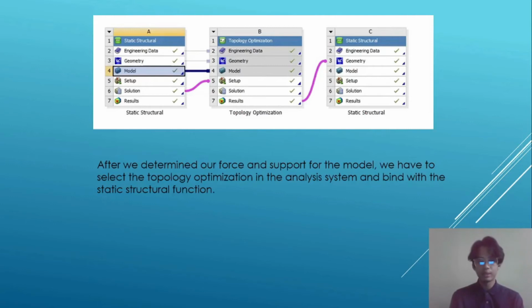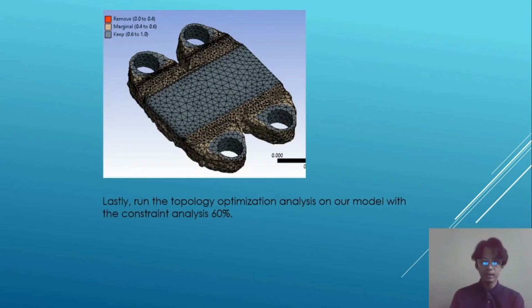Okay, next, after we determine the force and the support for the model, we have to select topology optimization in the analysis system and bind it with the static structural function. After that, we run the topology optimization analysis on our model with a constraint of 60%, and this is the result that we got after we ran the topology optimization.